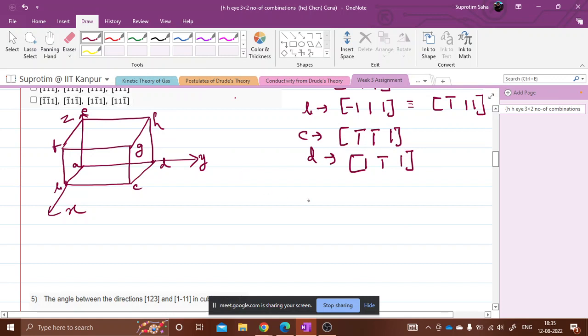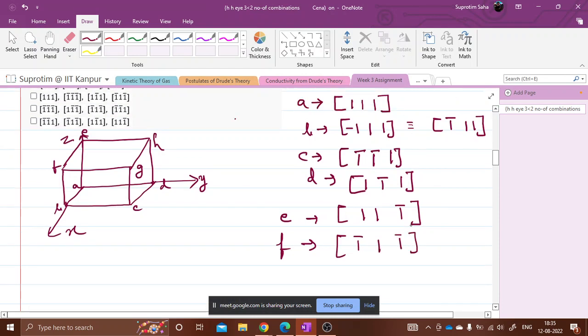Now for E, you have to go to C, right? So if E is the origin, in that case, it would be given by positive X, positive Y, and negative Z. So in that case, 1, 1, 1 bar. For F, you have to go to D, right? So if this is the case, this is 1 bar, 1 bar. Alright.